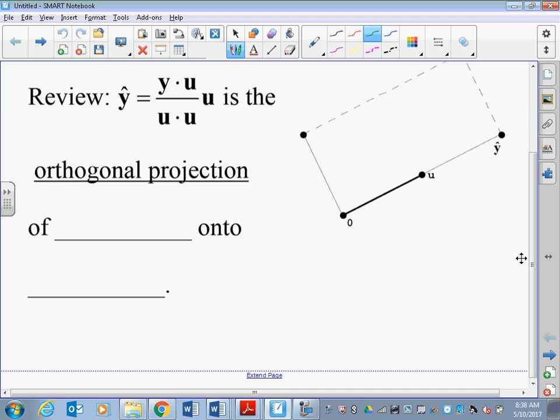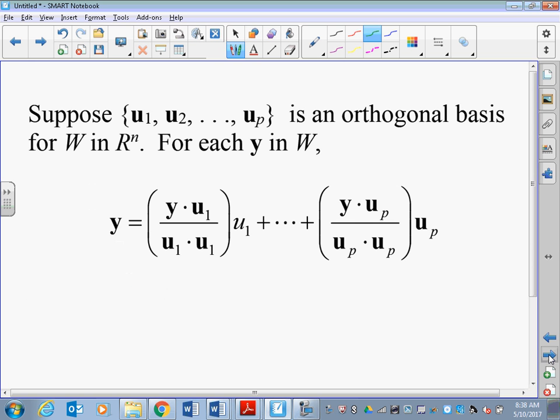Y hat gives us the orthogonal projection of y onto u, right? And yeah, so I actually did it with that on the board. So the orthogonal basis for W: instead of just having one vector right here, we're going to have more vectors. Suppose we're starting off with an orthogonal basis. So we're not just having one, we have multiple, right?